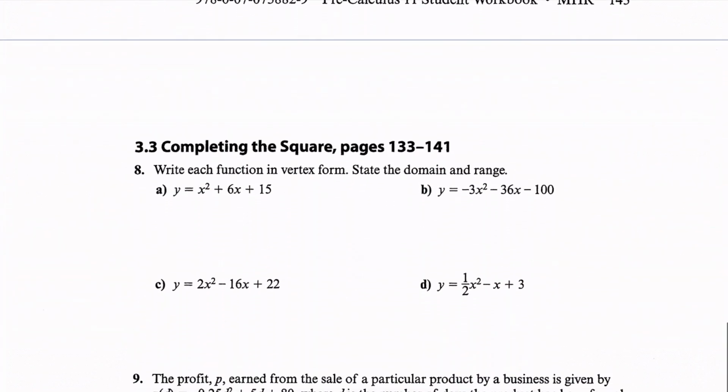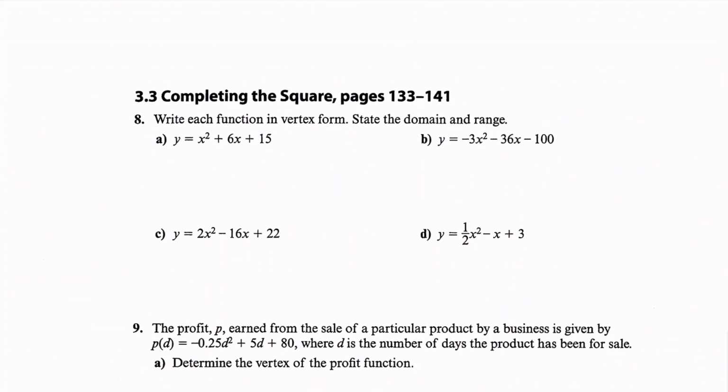Now we're going on to 8, and for this one, we are going to do part C. So in 8, it says write each function in vertex form, state the domain and the range. So what we're given here first, this right here, that is standard form. So if we are going from standard form and we want to get to vertex form, to do that we needed to complete the square. So that's all we're doing for this.